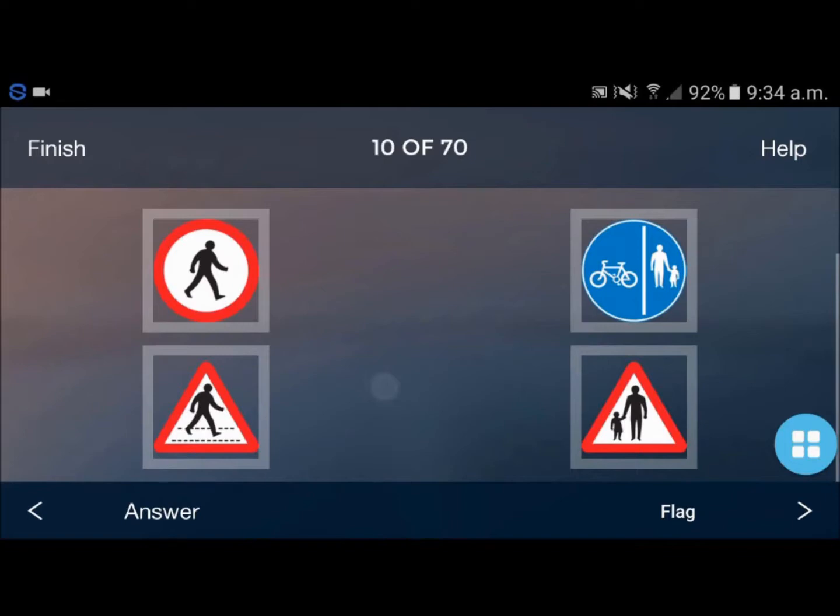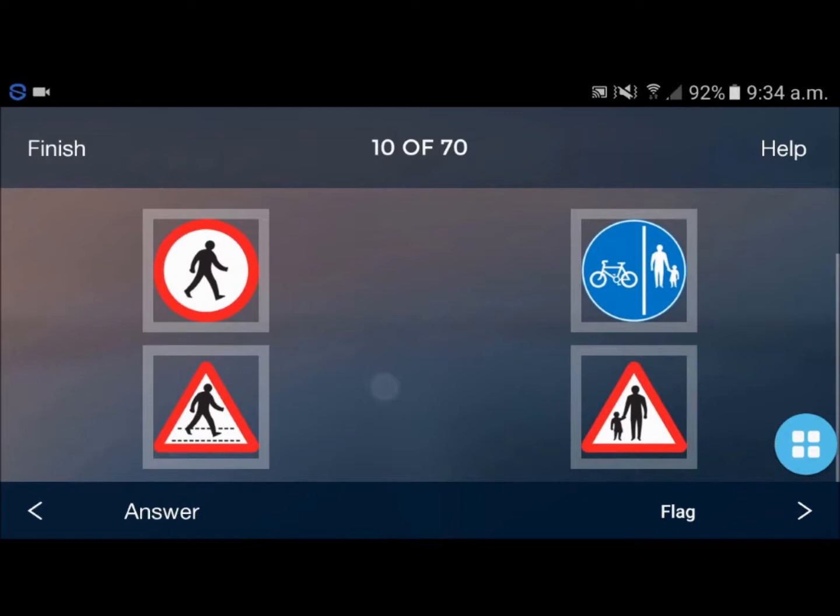Some junctions controlled by traffic lights have a marked area between two stop lines. What's this for? To allow cyclists to position in front of other traffic. When you're overtaking a cyclist, you should leave as much room as you would give to a car. What's the main reason for this? The cyclist might swerve.